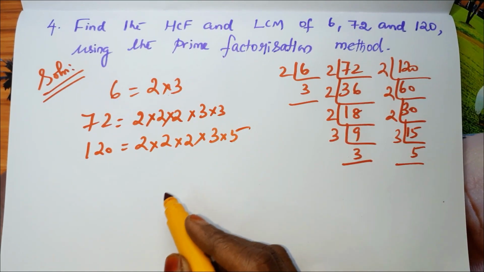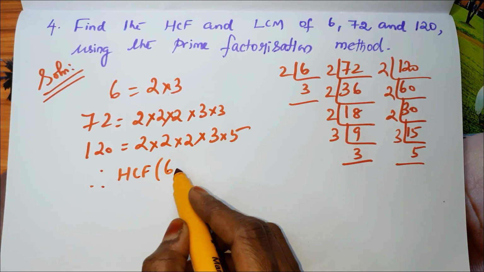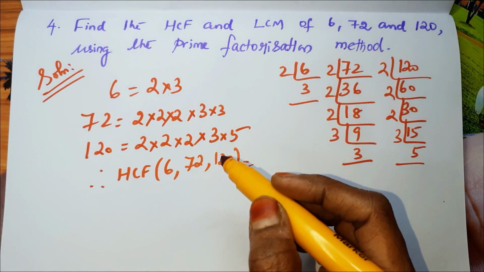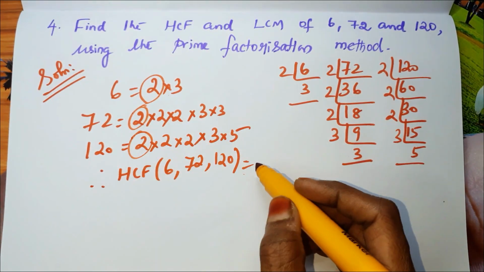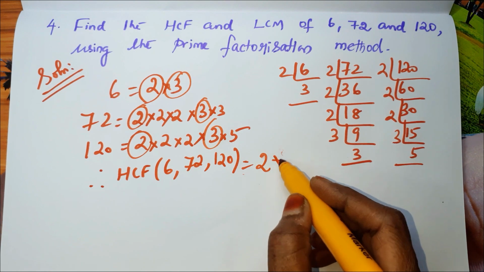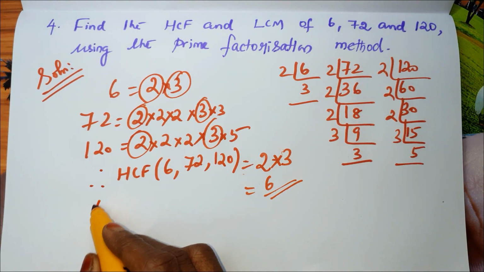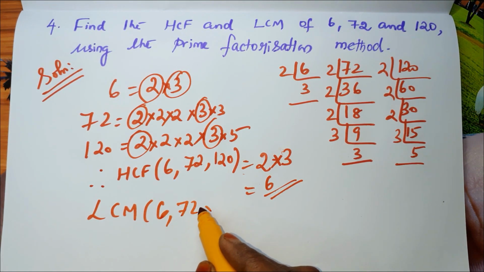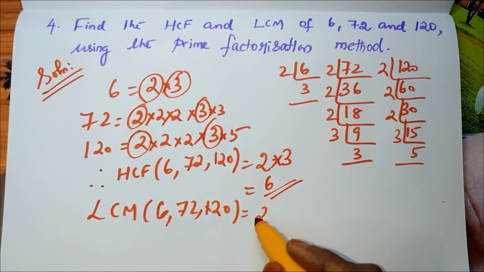into 5. So therefore the HCF of the three numbers 6, 72 and 120 is equal to what is common in all the terms. 1, 2 is common. Then 1, 3 is common. So 2 into 3, which is equal to 6. 6 is the HCF.